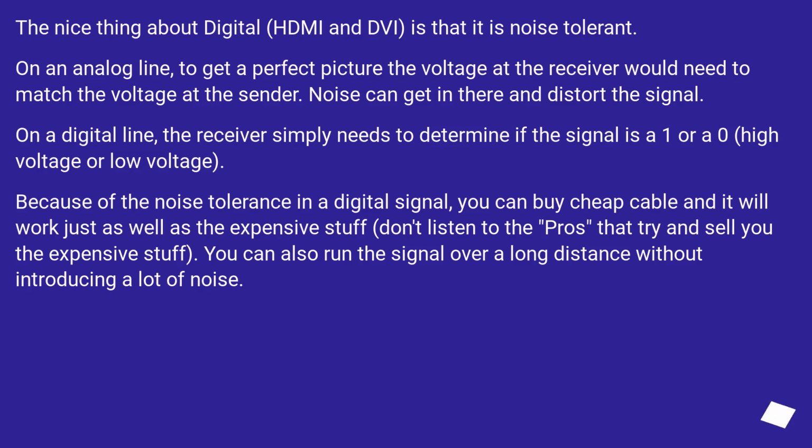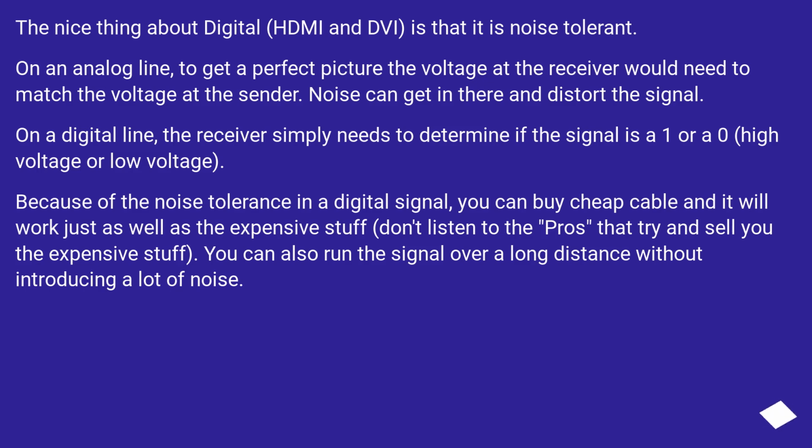The nice thing about digital, HDMI and DVI, is that it is noise tolerant. On an analog line, to get a perfect picture, the voltage at the receiver would need to match the voltage at the sender. Noise can get in there and distort the signal.